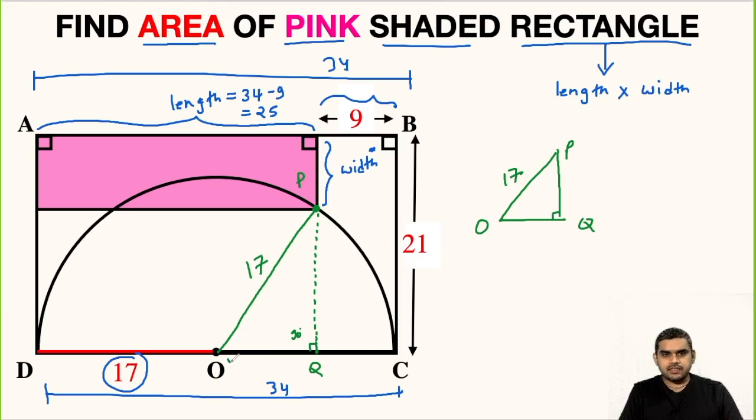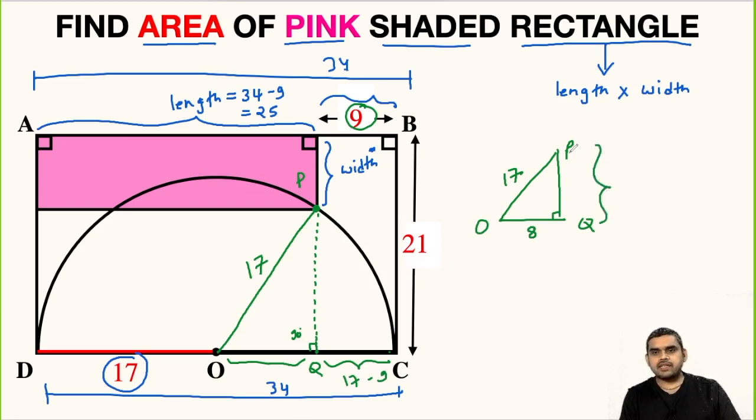What will be the distance OQ? So O to C is the radius of the circle, that is 17, and QC is nothing but 9 units, we can see here. So 17 minus 9 will be 8 units, and using the Pythagorean theorem we can find the distance PQ.